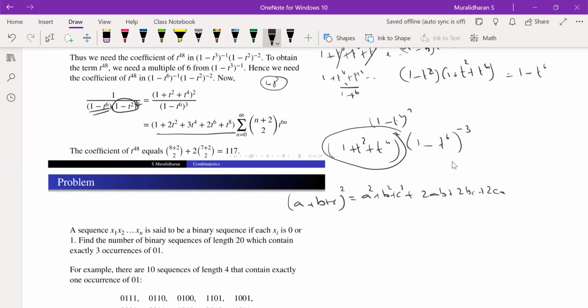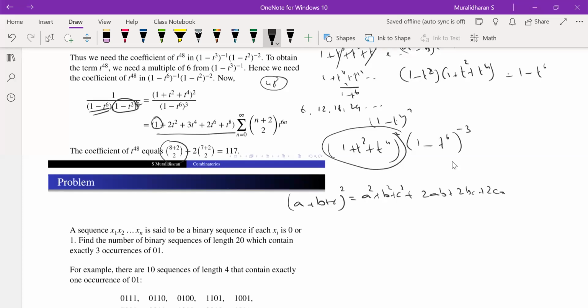That means here everything is in the form 6, 12, 18, 24 and so on. So when will I get 1 into t power 48? When will t power 48 come? When n is 8. That means it is 10c2.